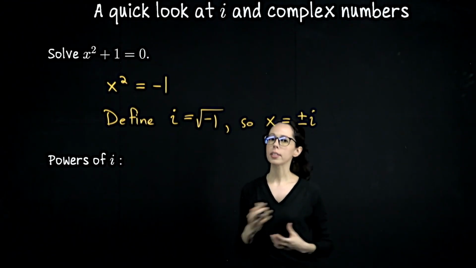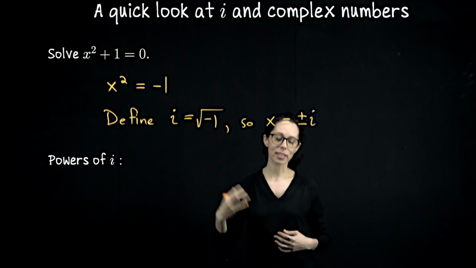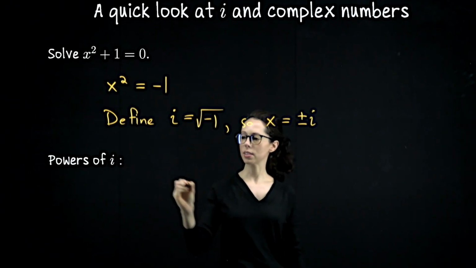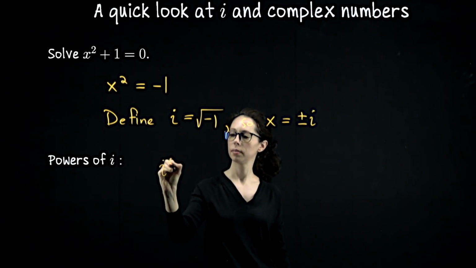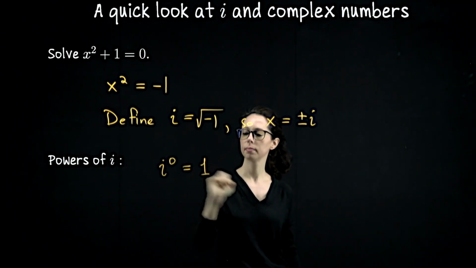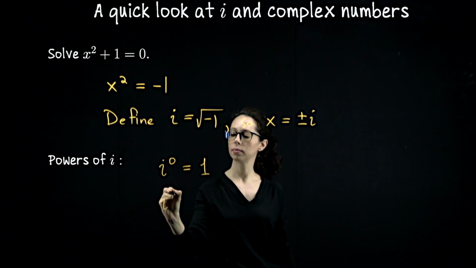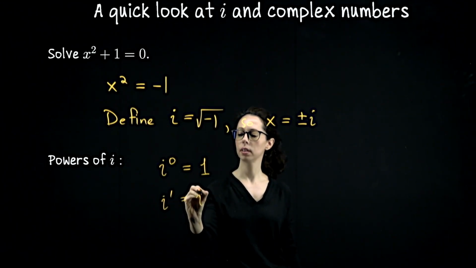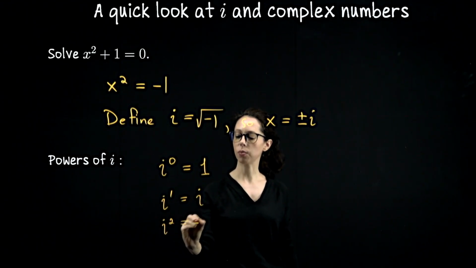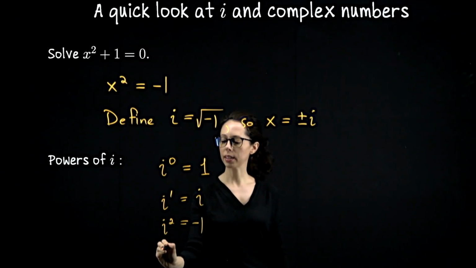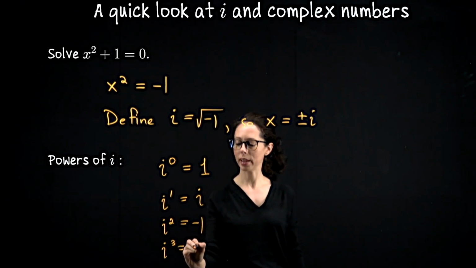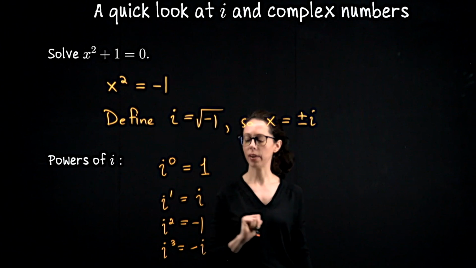So i is the number whose square is negative 1, but what's interesting is that when you start raising i to other powers, you notice a pattern. So let's run through some powers of i. First, let's look at i to the 0. In the usual way, we say i to the 0 is 1. Then i to the 1 is just i itself. And then the whole reason we introduce i is so that we can say i squared is negative 1, which means that i cubed is going to be i squared times i. So that's going to be negative 1 times i, or in other words, negative i.